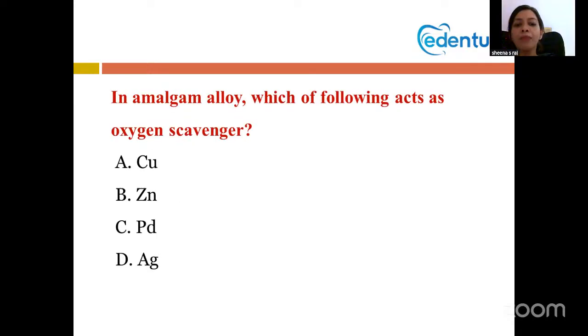Why? That is mainly because zinc reacts with the oxygen that is present and forms zinc oxide. So what happens is they reduce the oxidation of the metal, thereby minimizing the corrosion of the metal, and they improve the overall durability and longevity of the amalgam restoration. So that is the answer to this question. Zinc is the main metal that is responsible for the reduction of oxidation of the particular metal, thus preventing the corrosion.